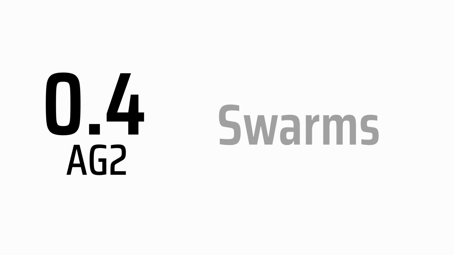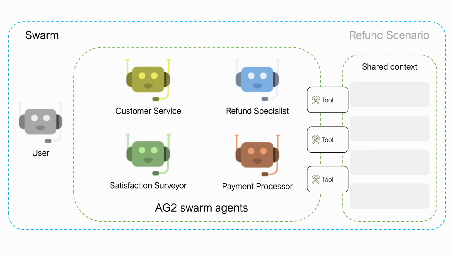Hi all! Let's jump into a quick demo of one of the key features of AG2 0.4 release, swarms. For our swarm demo, we have a refunding process, which has 4 swarm agents, a few tools for them to use, and some shared context that they'll update.